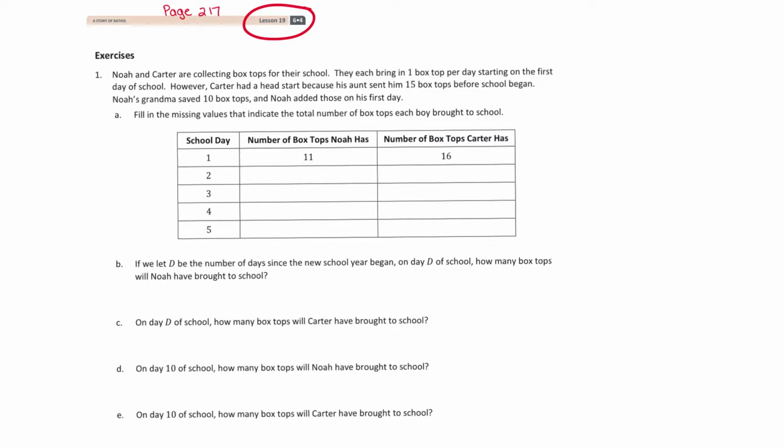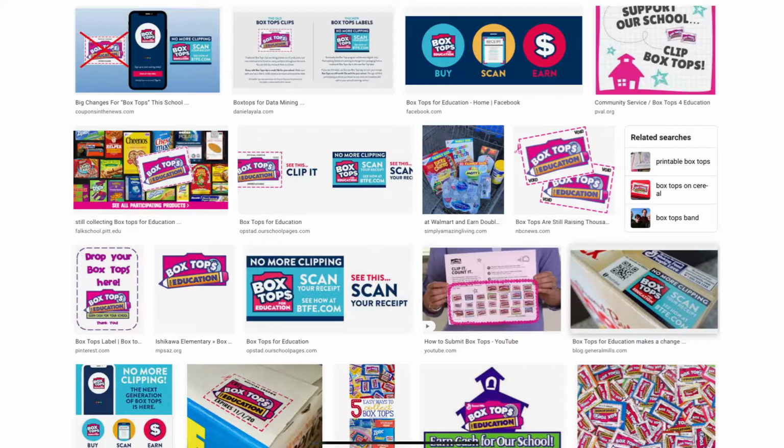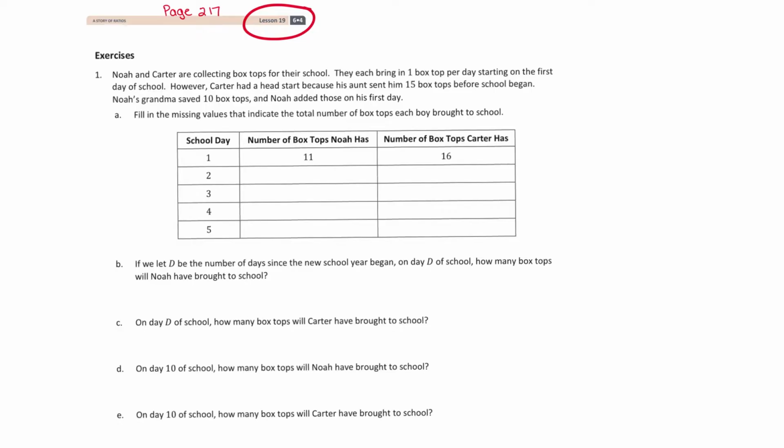Now, before we even begin, let's just make sure that we all know what box tops are. I know some people probably have done it in their school, some people maybe have never. So the box tops usually can be found on products like Cheerios, candies, etc. And now we can even be using them with cell phones. Some schools collect those for money for their school. So that's only to help you understand what box tops are.